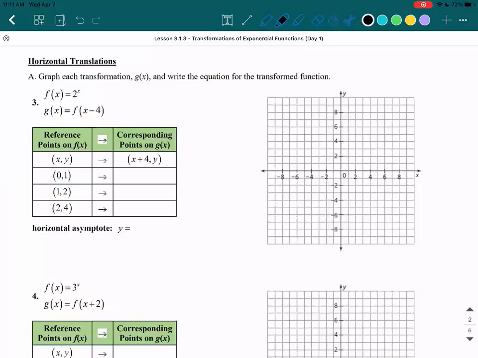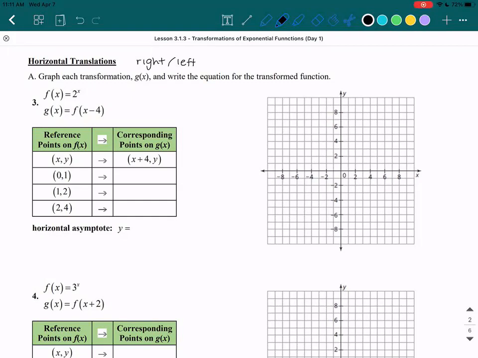All right, so horizontal translations. Remember earlier I said translations are where you move your graph left, right, up, down. So if we're doing horizontal translations, this is simply moving your graph right or left. So we're going to graph each transformation g of x and write the equation for the transformed function.